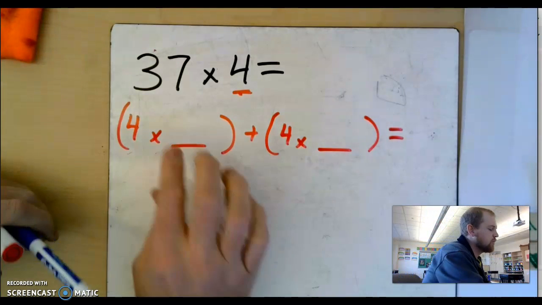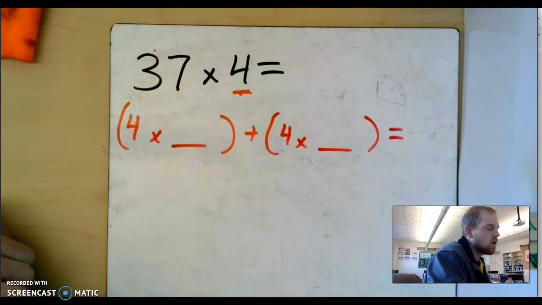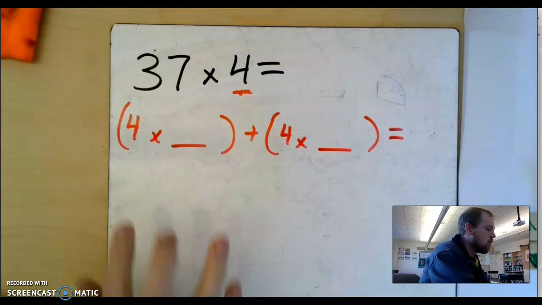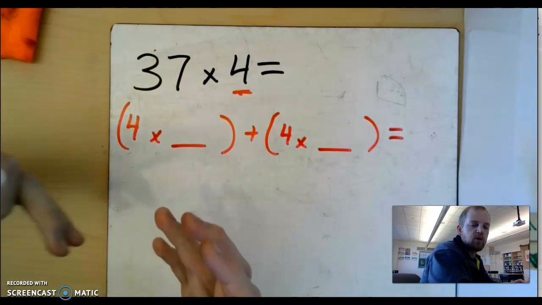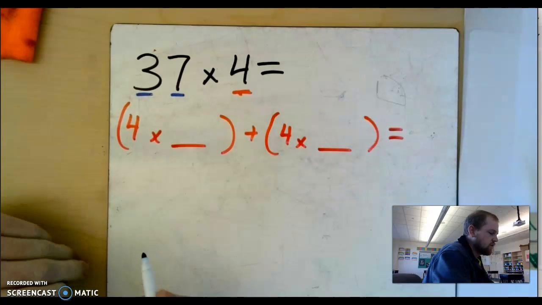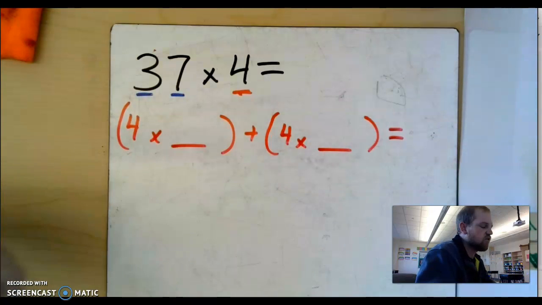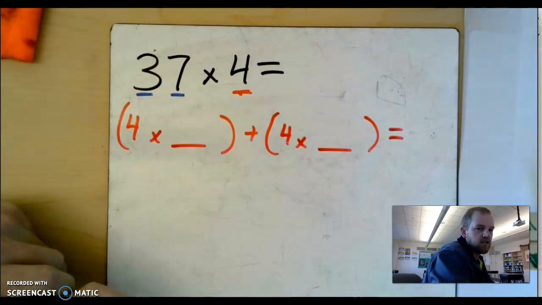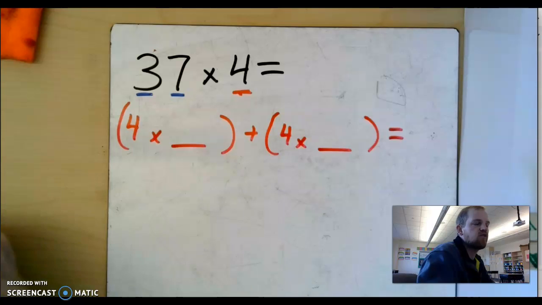To find what goes in those blanks, I'm going to break this number down. When I break this number down again, we keep coming back to that expanded form. What I need to do is just split it up by its place value. So I know that I have a 3 and a 7. Now I need to know what each of those actually means. So this 3 is in my tens place. A 3 in the tens place, I know that the value of that is 30. So I'm going to split this down.